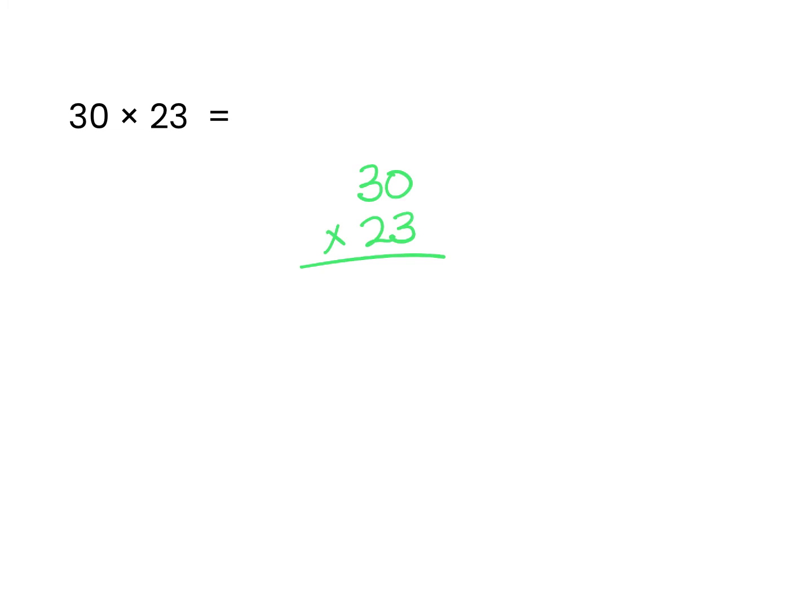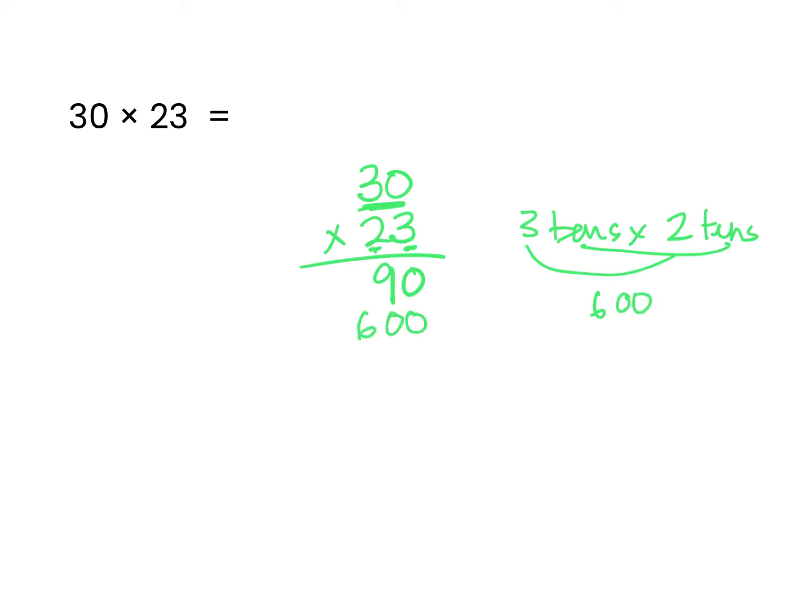We're going to look at it as 30 times 3 ones, or 3 tens times 3 ones, which we know is 90. And then we're going to look at it as 3 tens, still the same thing, times 2 tens, because 20 is 2 tens. So 3 tens times 2 tens. Well, when I look at that, I can say, oh, that's 6, and 10 times 10 is hundreds. So that is 600. I'm going to add those two together, and my answer is 690. 30 times 23 is 690.